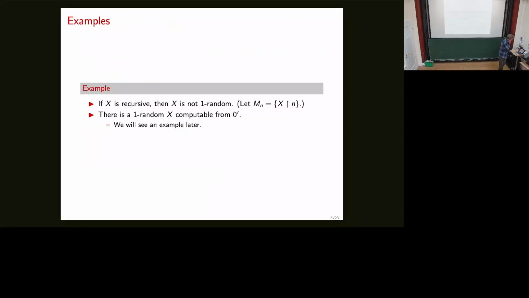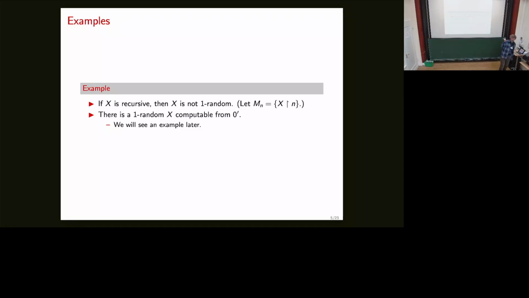Example. If you have a recursive set, it's not one random, because I can just talk about the sequence of its initial segments. So you just have a sequence of open balls, and the intersection of that sequence of open balls is the singleton X. So it fails the test of not being itself. There is a one random recursive in 0 prime. So the halting problem is sufficient to cook up a real that looks random for all of those effective Martin-Löf tests.